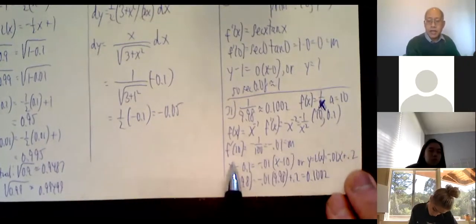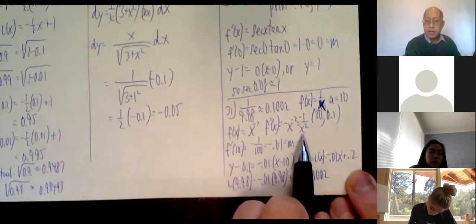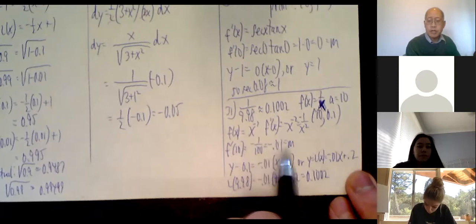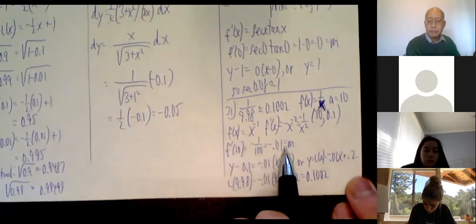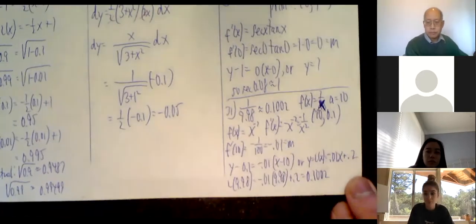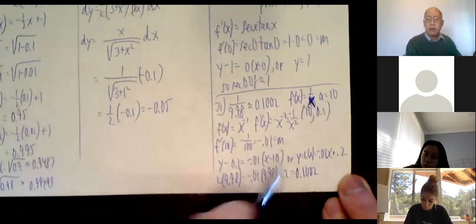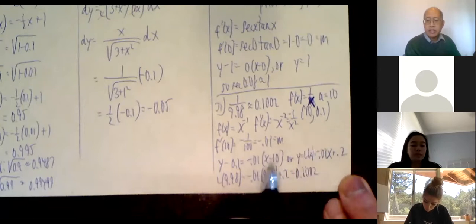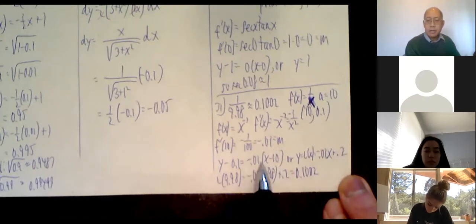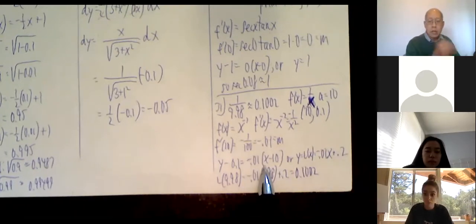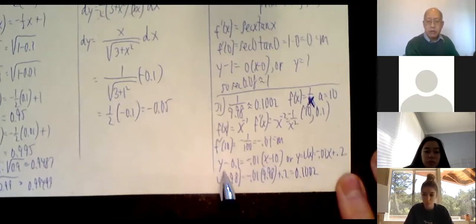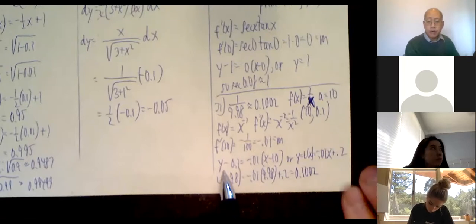All right, now I plug in 10. Plug in 10, negative 1 over 100, which is negative 0.1. That's my m. All right, so y minus y1, y minus 0.1 is equal to m times x minus 10. Okay, multiply that out and add 0.1 to both sides. Solve for y, in other words.